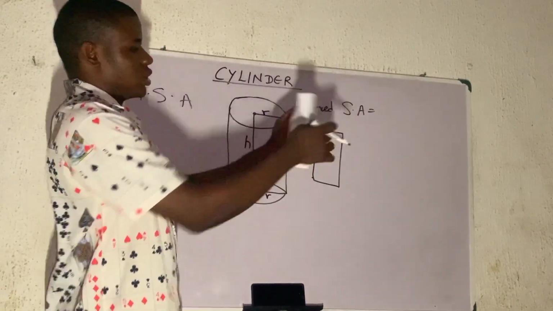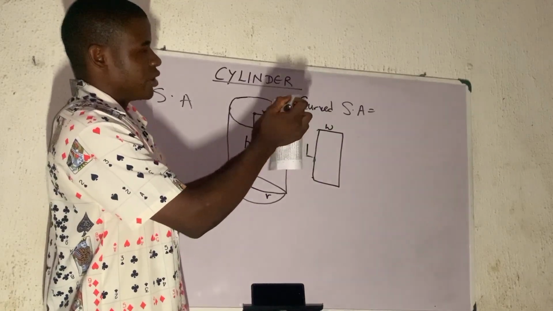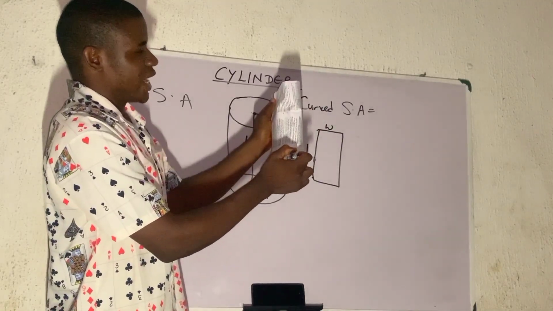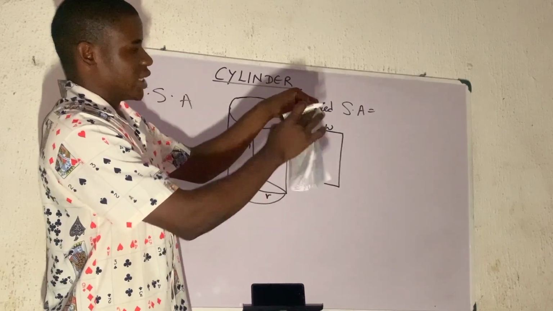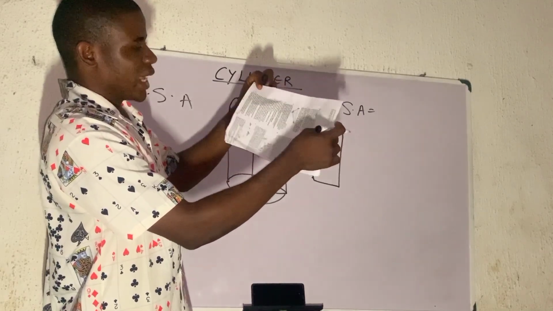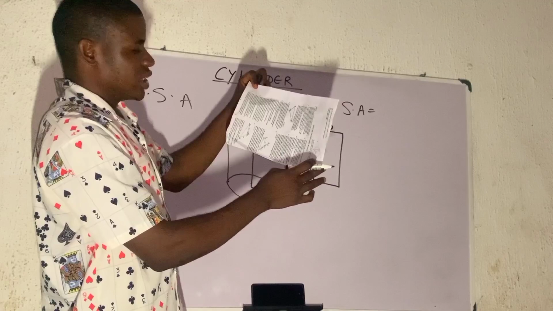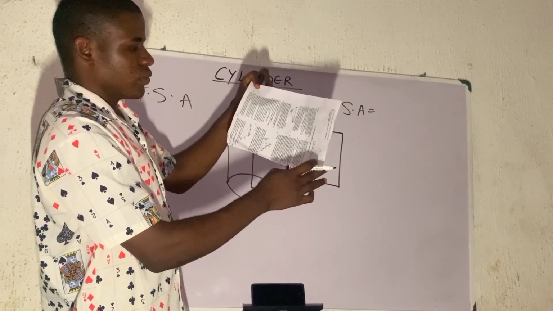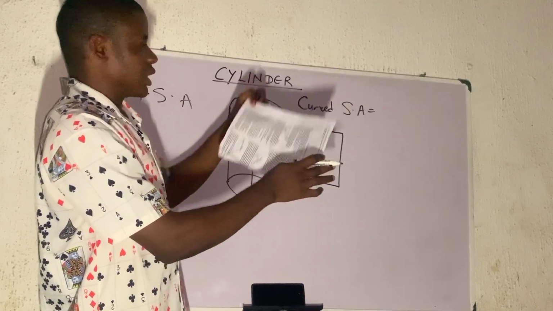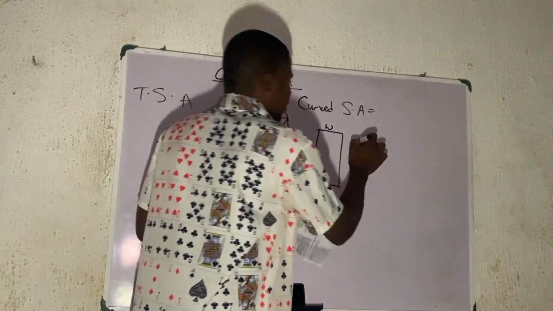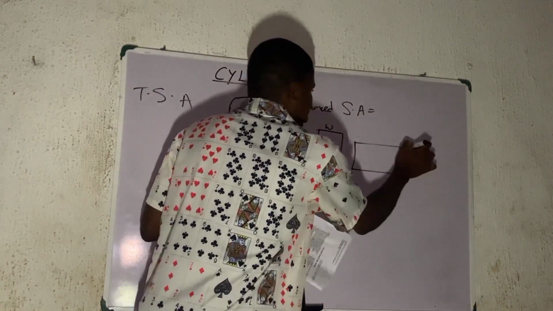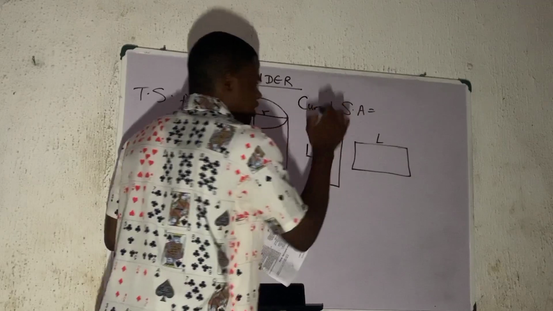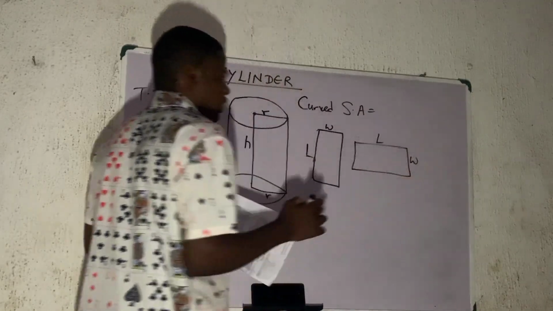is from here to here, right? Now this curved surface part from here to here of the cylinder is the height of the cylinder. And if you open this thing, you will see that this from here to here is actually what formed the width of the rectangle. So if I had drawn it like this, it will make sense. So we have that here is the length and here is the width of the rectangle.